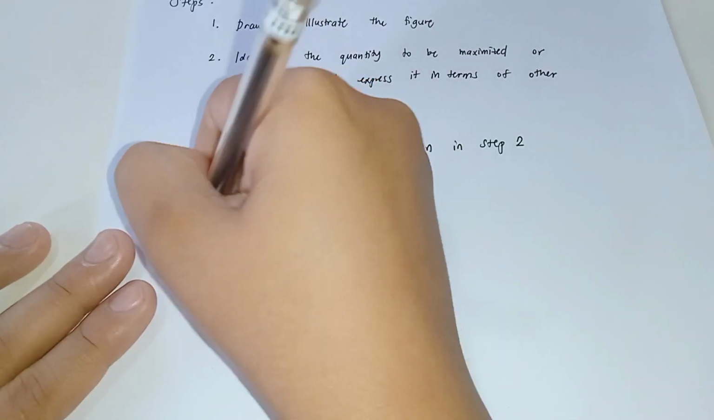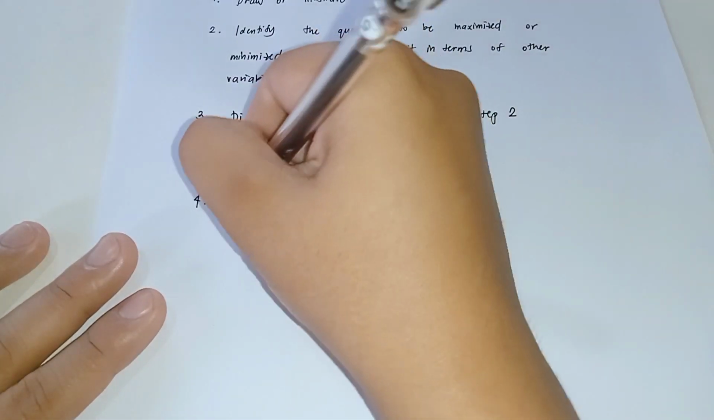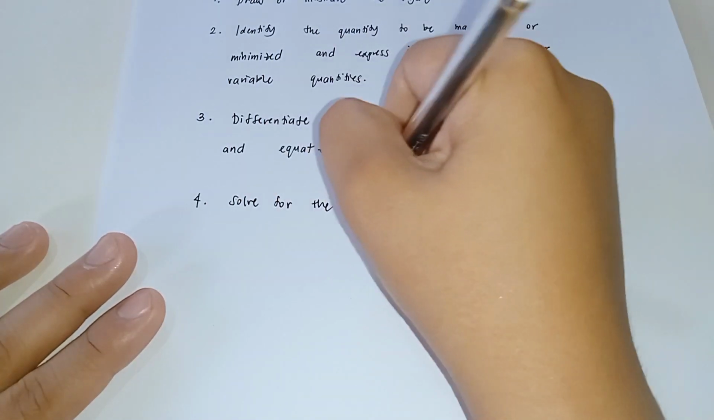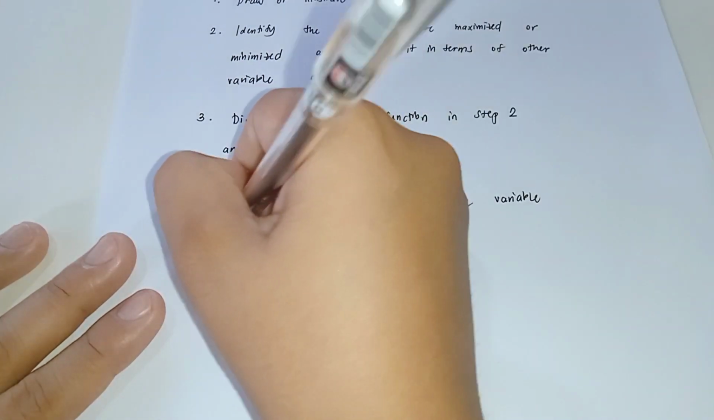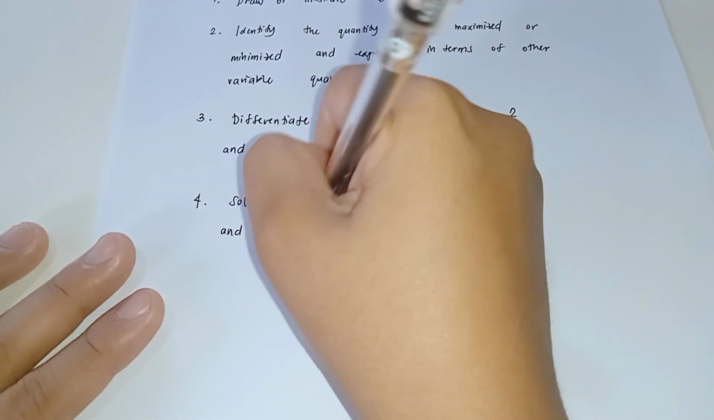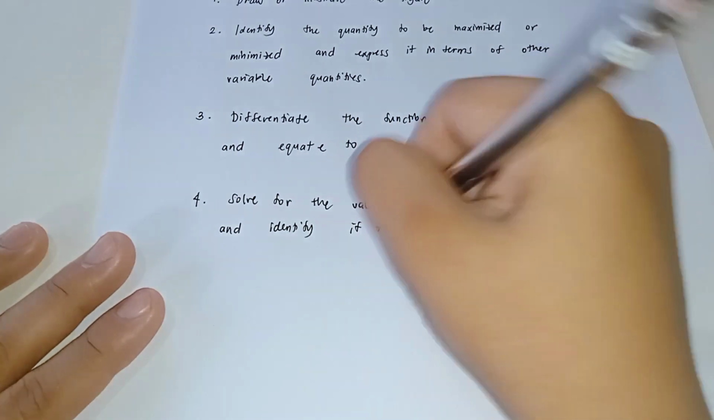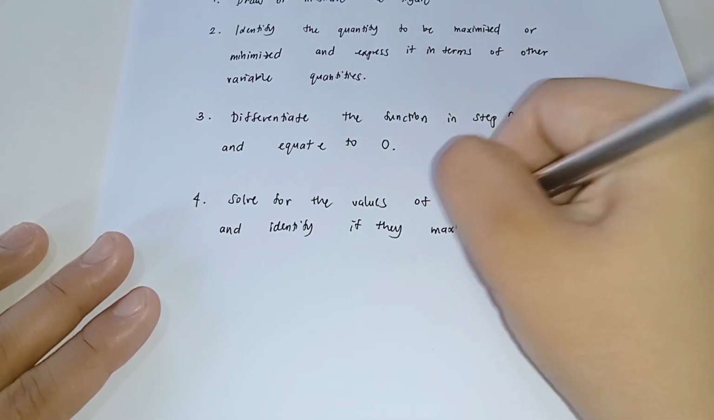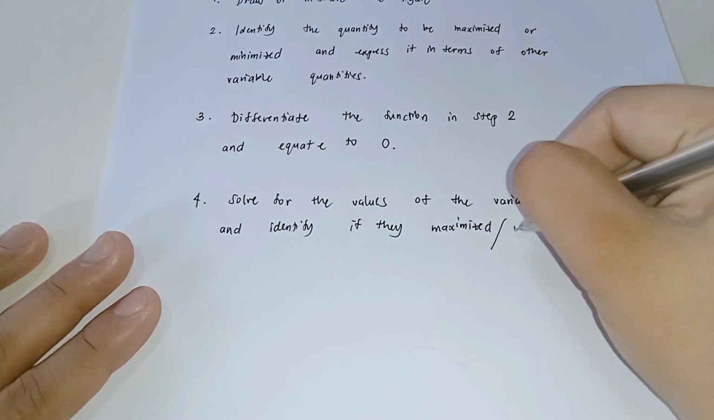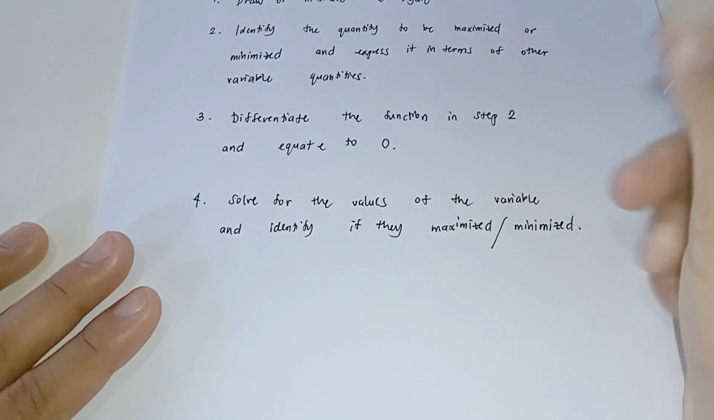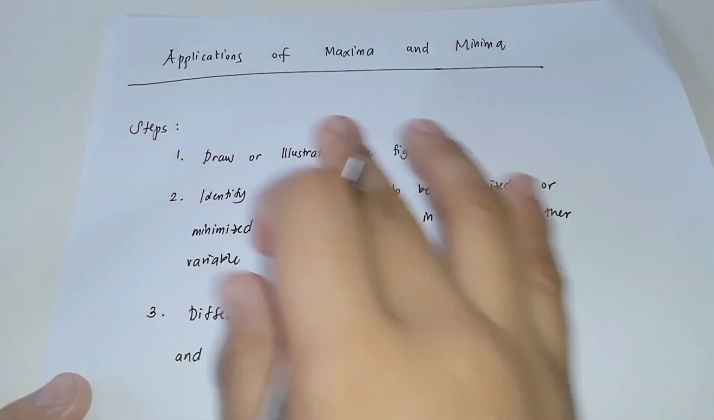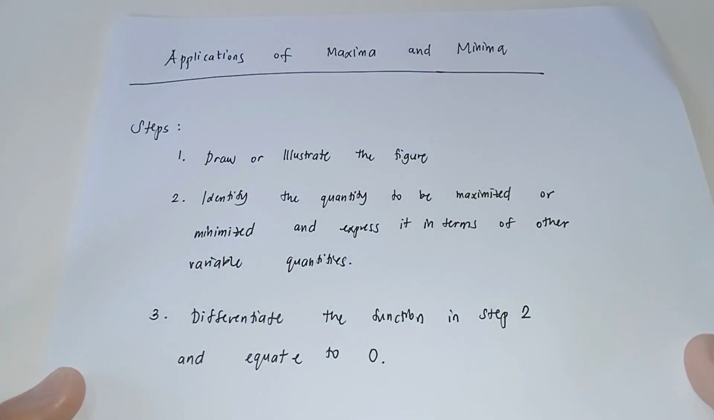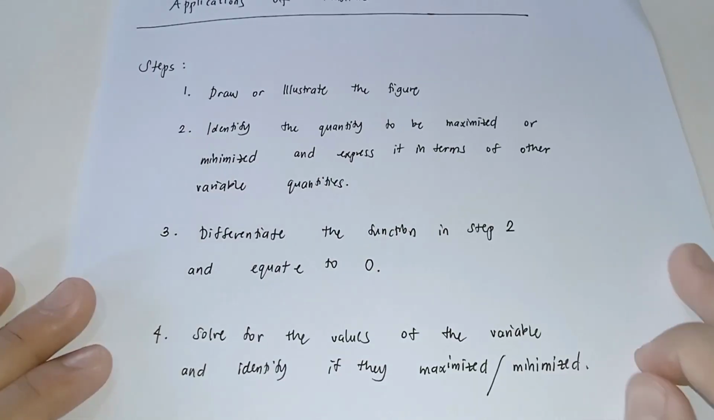And now for our fourth and last step. Solve for the values of the variable and identify if they are maximized or minimized. And that would be it. Those are the steps that we will perform in finding our maxima and minima. So now let's proceed to our example.